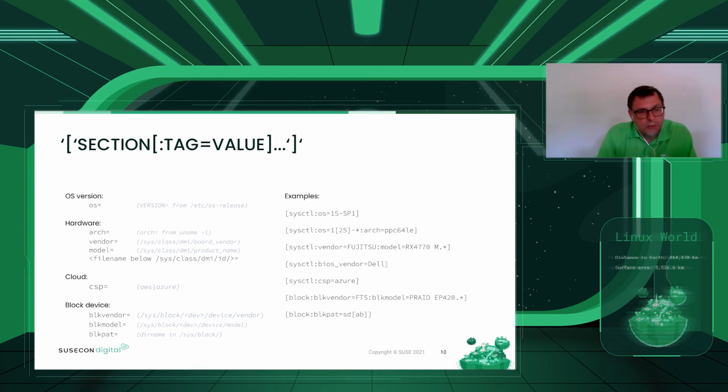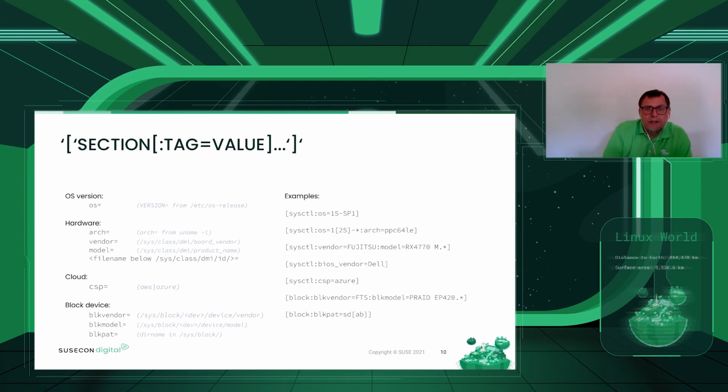So then to make it a little bit easier, if you're running on cloud, there is a tag CSP, the cloud service provider, at the moment AWS and Azure, but this will grow. And also for specific block devices to distinguish between them.